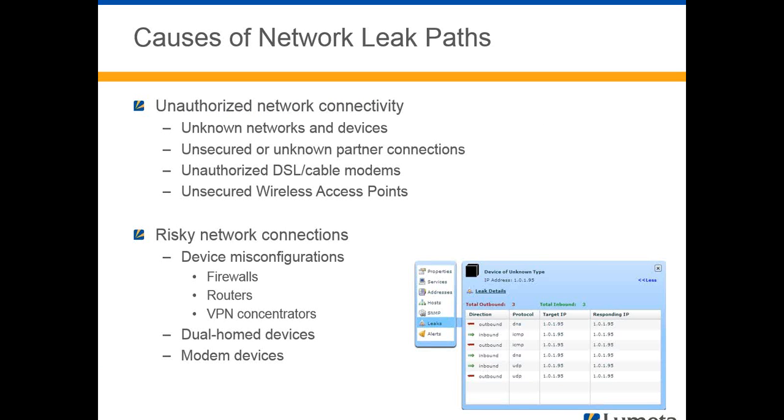Lumeta's detection of leak paths is a unique feature that allows organizations to be alerted to network paths and connections that inadvertently give hackers access to network-sensitive data. The two major causes of network leak paths are unauthorized network connectivity and risky network connections. Unauthorized network connectivity can include unknown networks and devices, unsecured or unknown partner connections, unauthorized DSL or cable modems, and unsecured wireless access points. Risky network connections can include device misconfigurations such as firewalls, router and VPN concentrators, dual home devices, and modem devices.